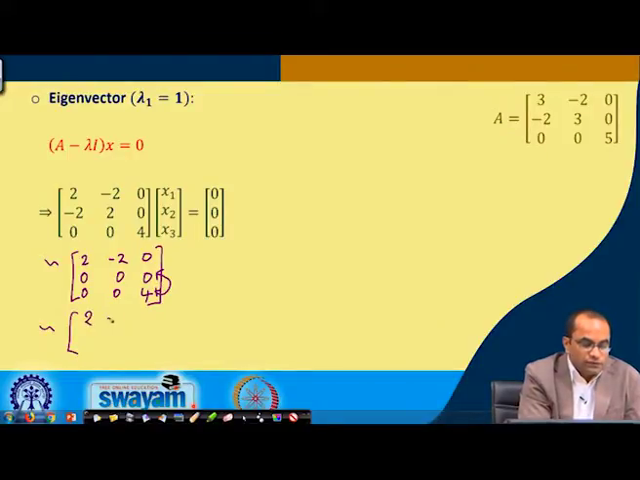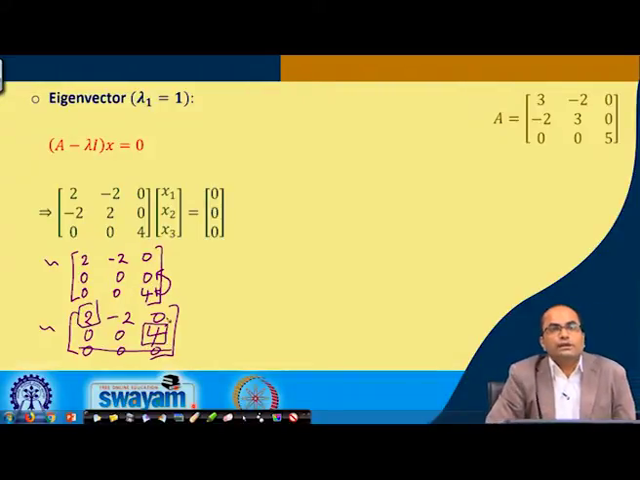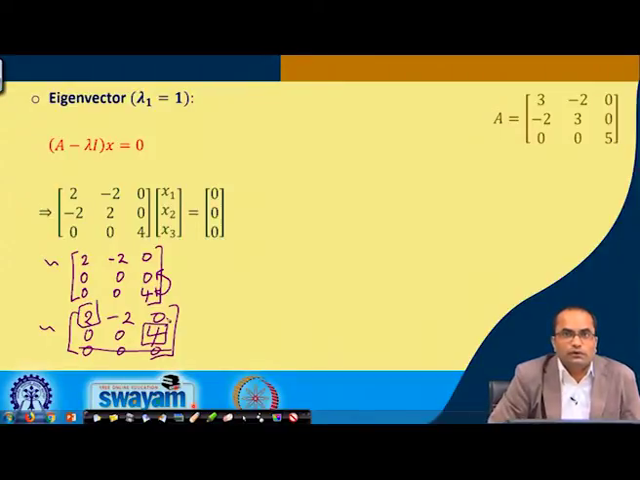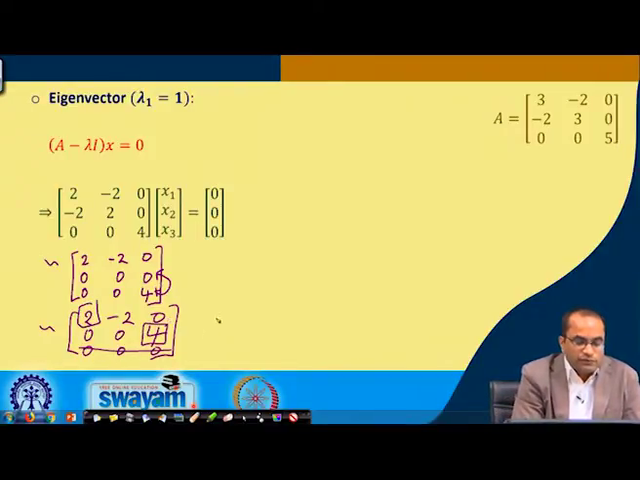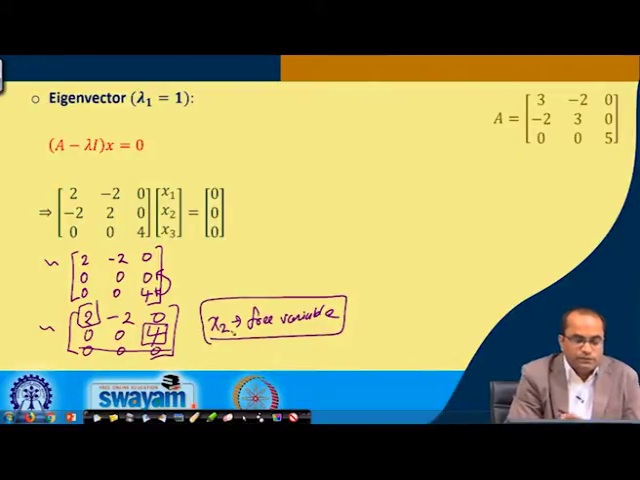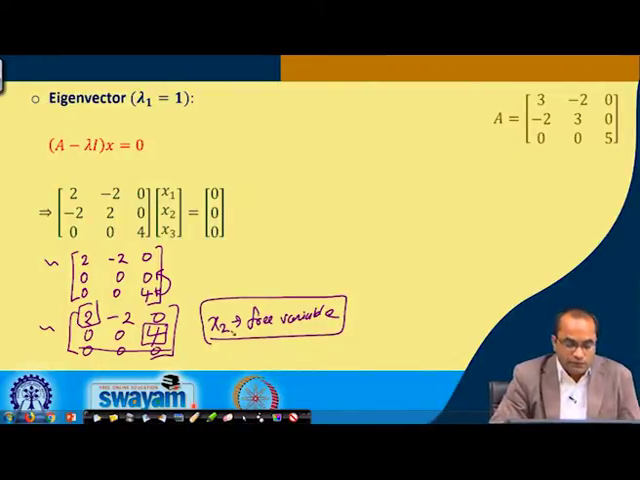So, we will get 2 minus 2 0 0 0 and this 4, and the last row will be the 0 row. So, we have this. We have the pivot here in the first column, we have a pivot in the third column. Corresponding to x 2 here we can choose a free variable, and then x 1 and x 3 will be computed based on this free variable.